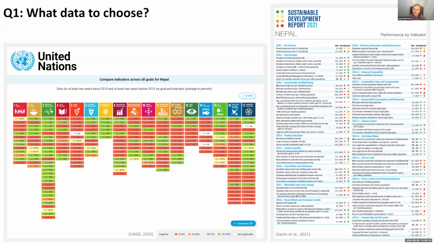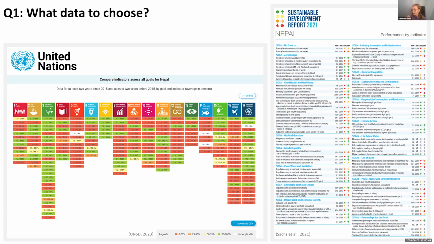It depends obviously on the research design you have, on the purpose of your analysis. So if you remember the steps of your analysis, it depends how the data quality is if you check for the different three options. And I've put here two examples, again, for the United Nations and the Sustainable Development Report. And you can see for the United Nations that the indicators have different colors.